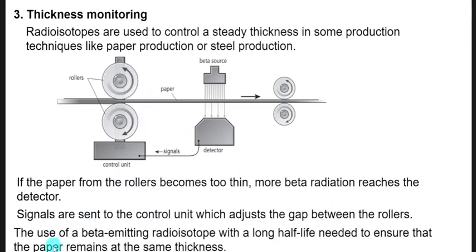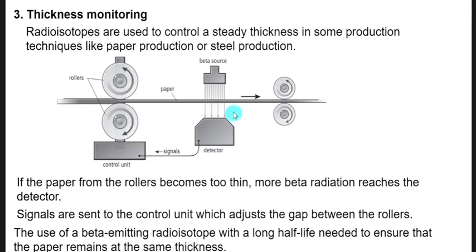So we are saying the use of a beta-emitting radioisotope with a long half-life is needed to ensure that the paper remains at the same thickness. Here you need to use a beta radioisotope, because beta cannot be stopped by a thin sheet of paper.